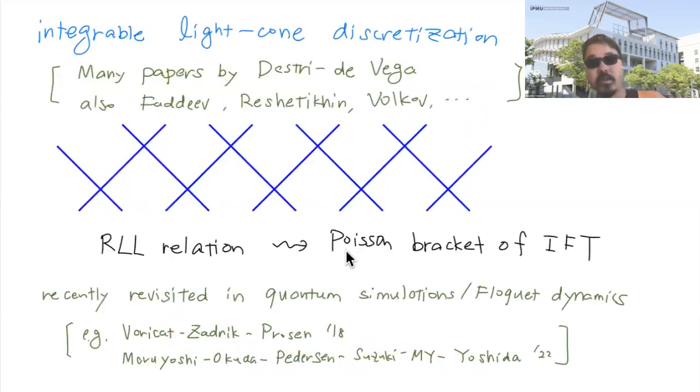And of course, this is the integrable light cone discretization, known since the 80s or so. Well, it's studied most intensively by Destri-de Vega, a remarkable set of papers. And Faddeev and collaborators also have many related papers. So this itself was known. And then you can try to discuss the relation between the integrable structures after the discretization and before the discretization.